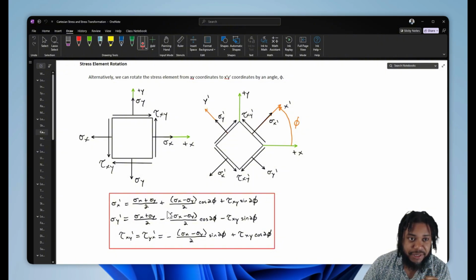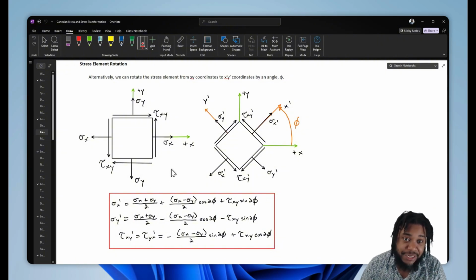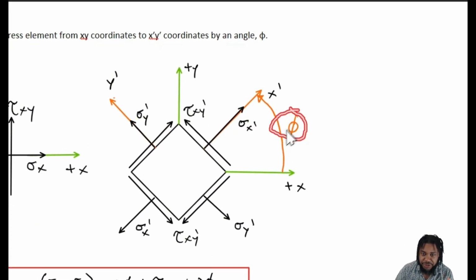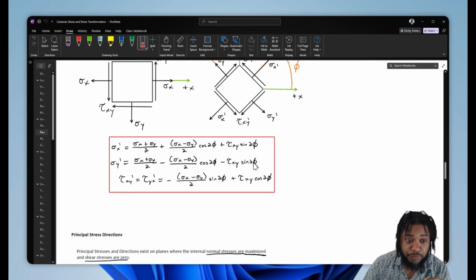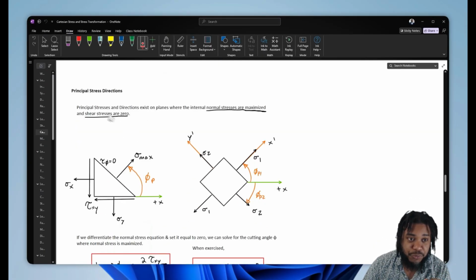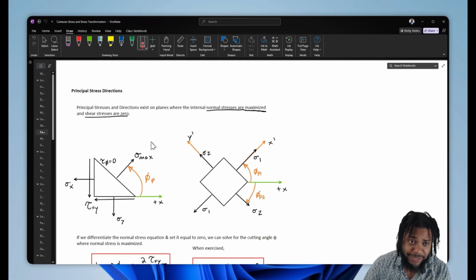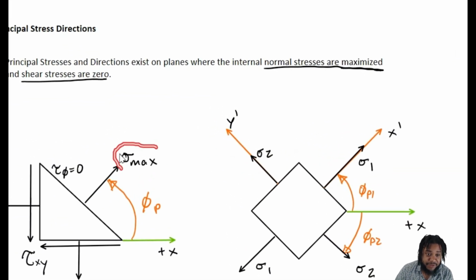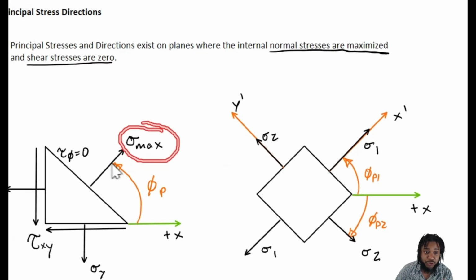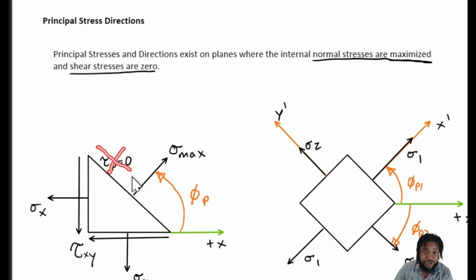Okay, so now we've got the concept of sectioning our body and exposing the internal stresses, but also rotating our body. Now let's see what we can do. Are there any special angles within our geometry that we might want to explore? So let's start with the principal stress directions. Principal stresses and their directions exist on planes where the internal normal stress is maximized. So when you section it, there's a maximized normal stress and the shear stresses are 0.